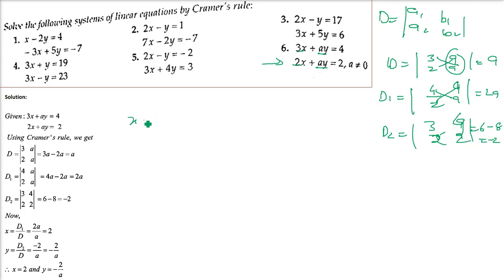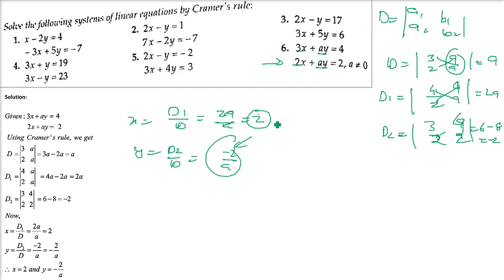So x will be equal to D1 by D. So 2A by A is 2. Y will be D2 by D. D2 is negative 2. How do you get negative 2? Negative 2 by A, because 6 minus 8 is negative 2. You get these values.